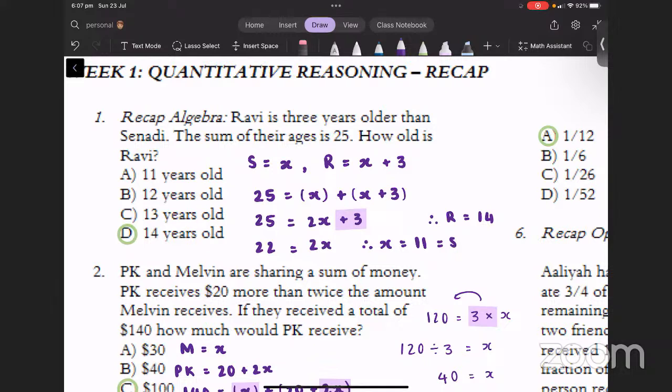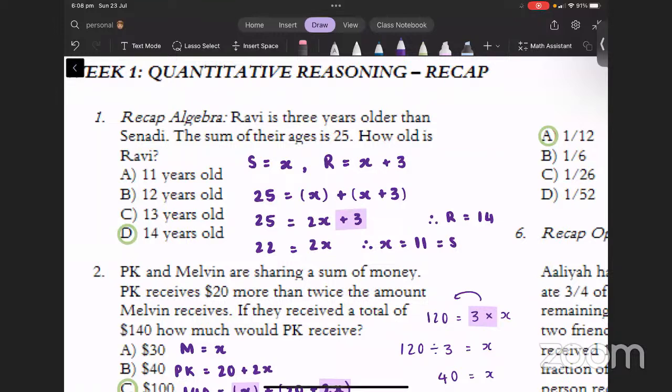If on the right-hand side it's plus 3, when we move it to the other side with the 25, it'll become minus 3. 25 minus 3 gives us 22. So 22 equals 2x, and if 22 equals 2x, then 1x must just be 11, so 22 divided by 2. So x equals 11. That's Sanadi's age. And if Ravi is 3 years older, he would be 11 plus 3, which gives us 14. Does that make sense?